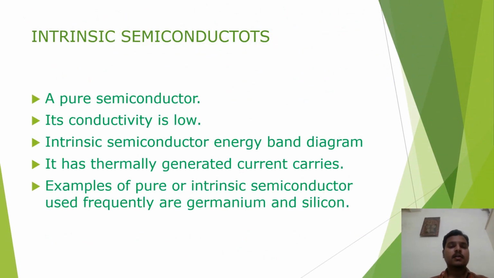What is an intrinsic semiconductor? Today I would like to explain about it. A pure semiconductor has low conductivity. Intrinsic semiconductor energy band diagram and its thermally generated current carriers. Examples of pure intrinsic semiconductors used frequently are germanium and silicon.